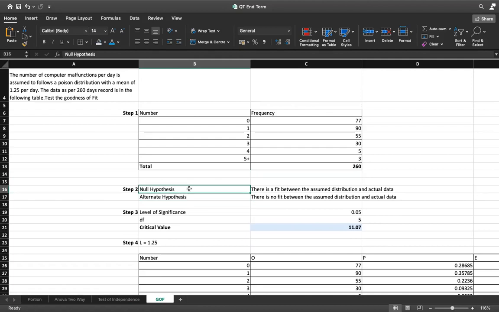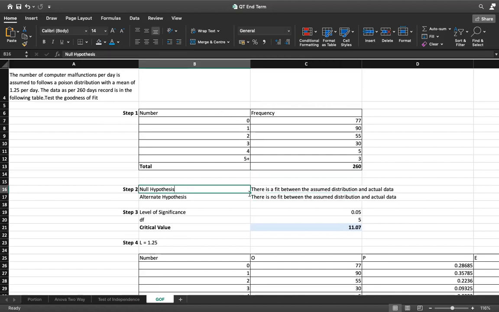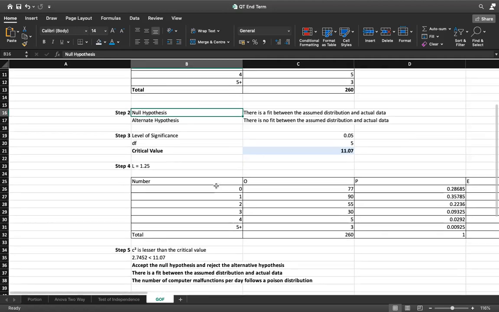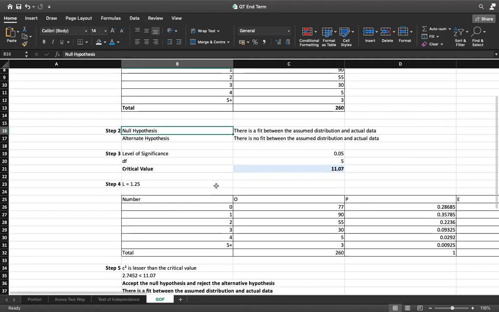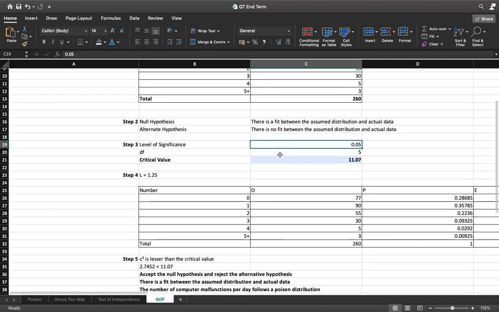Your null hypothesis is basically there's a fit between the assumed distribution and actual data, okay? And the alternative is there is no fit between the assumed distribution and actual data. So these two are again constant throughout any sort of goodness of fit test you do. Moving forward, your level of significance, I've assumed to be 0.05.